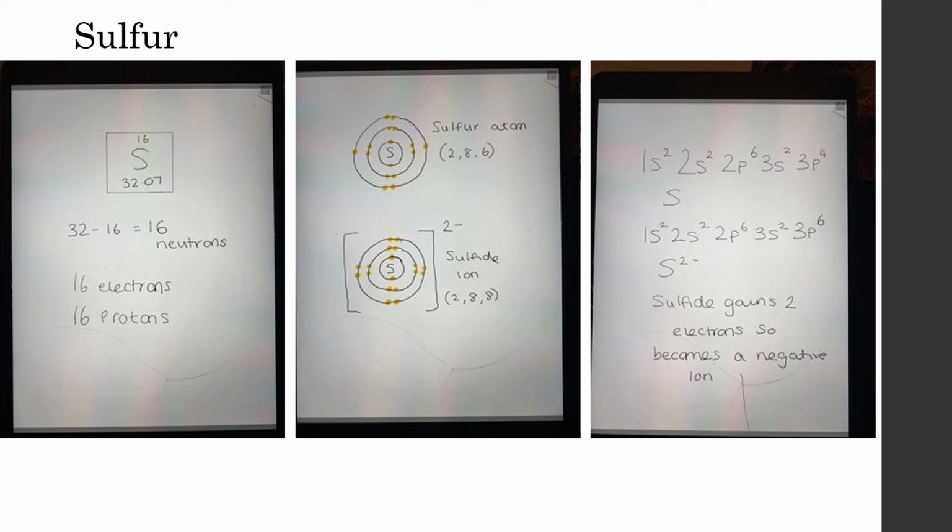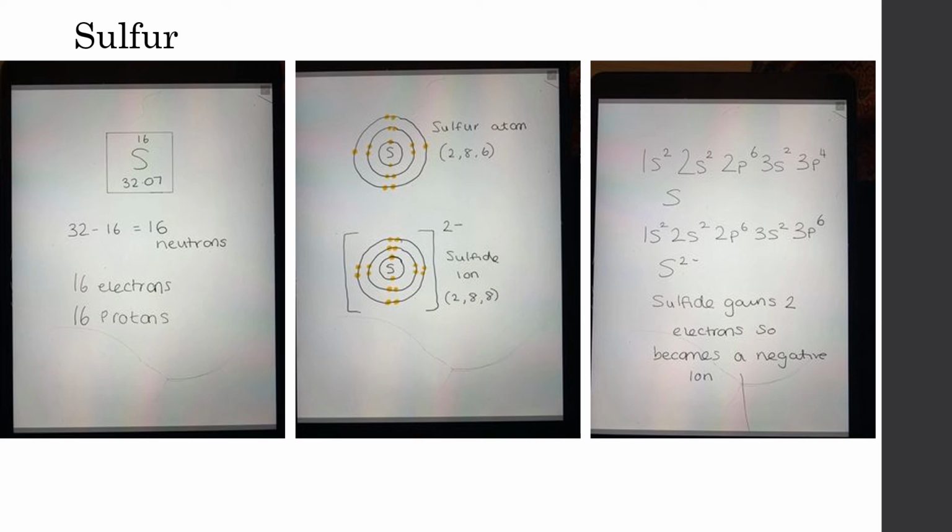Okay, so the last one we have is sulfur. As you can see, we have 16 as the atomic number and 32 as the mass number. To work out the neutrons, we've just got 32 minus 16, which is 16 neutrons, 16 electrons, and 16 protons. When we look at the electronic configuration, it will fill up as 2, 8, and 6. So 2 in the first shell, 8 in the second, and 6 in the third.